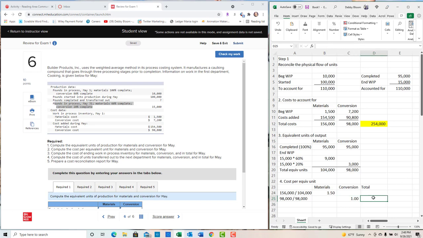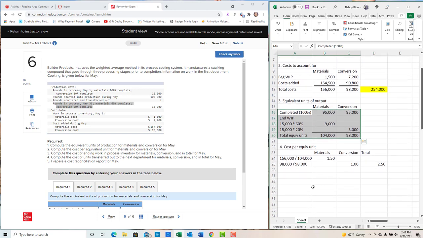So, for our output based upon this calculation, one full and complete unit takes $1.50 in materials and $1 in conversion costs. So one full and complete unit costs us $2.50. Now in step 5, we're just going to assign it based on not the full and complete units, but the equivalent units. So let's go and let's assign the costs.